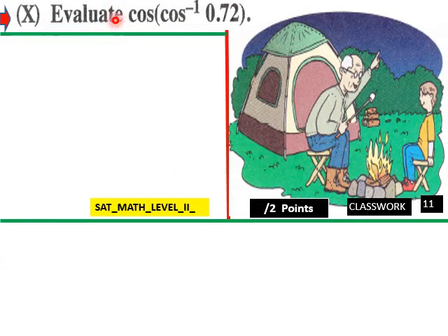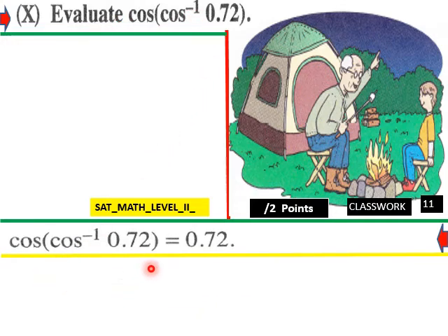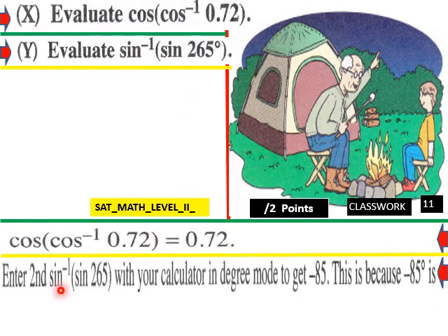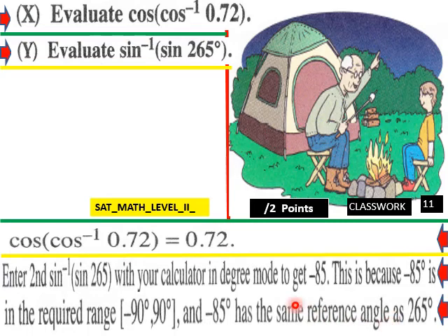And then for x, evaluate cosine of inverse cosine 0.72. These will cancel each other out, so it will be just 0.72. And then for y, evaluate inverse sine 265 degrees. Enter second inverse sine 265 with your calculator in degree mode to get negative 85. This is because negative 85 degrees is in the required range of negative 90 to 90, and negative 85 degrees has the same reference angle as 265.